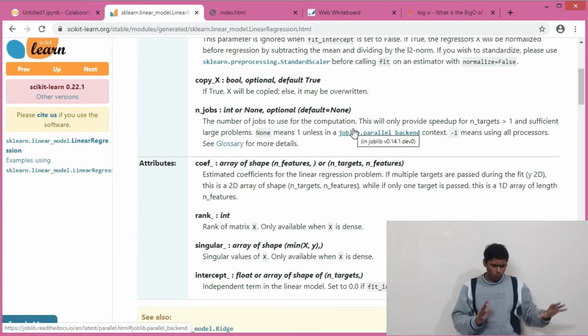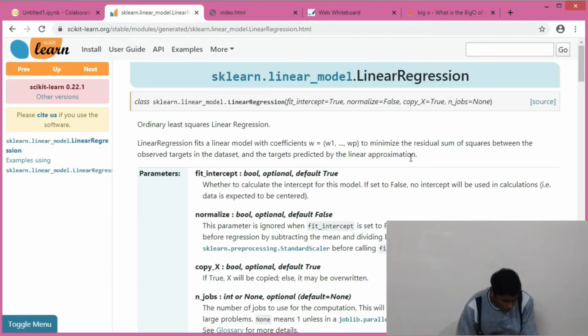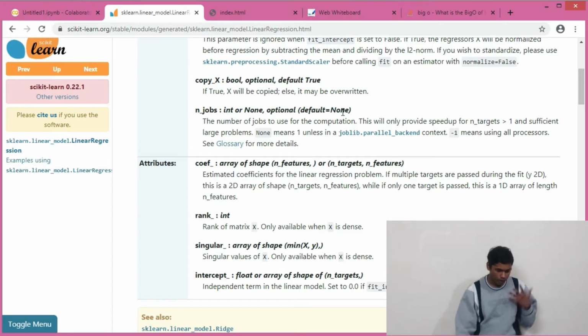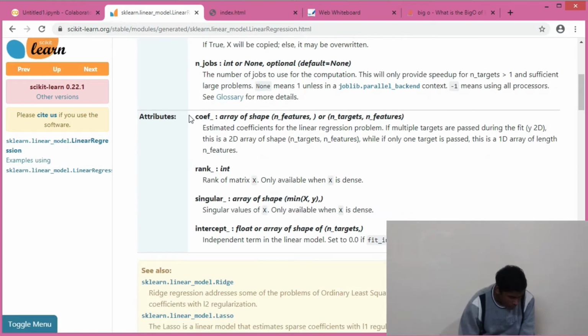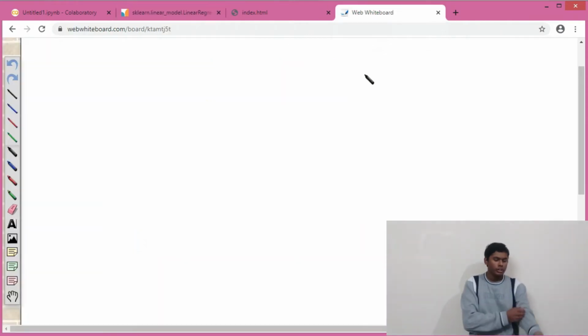What was I trying to do? I was here and I wanted to show you how you can read these docs. So we were at n_jobs, which gives you the processing power. Now we have some variables. One is coefficient and one is intercept. So that is what we are interested in. Why are we interested in that? Well, for that, let me just come here.